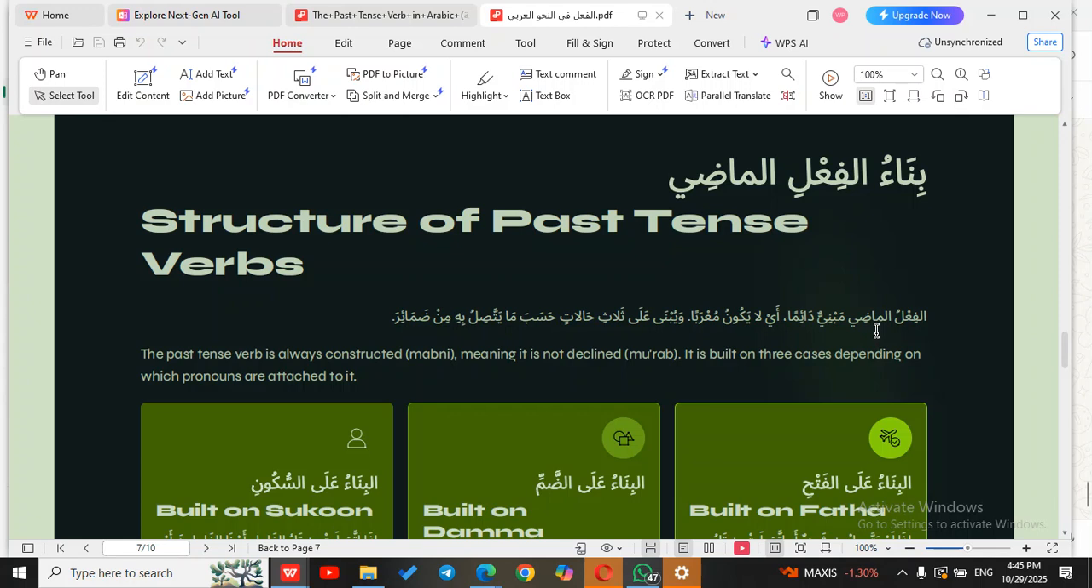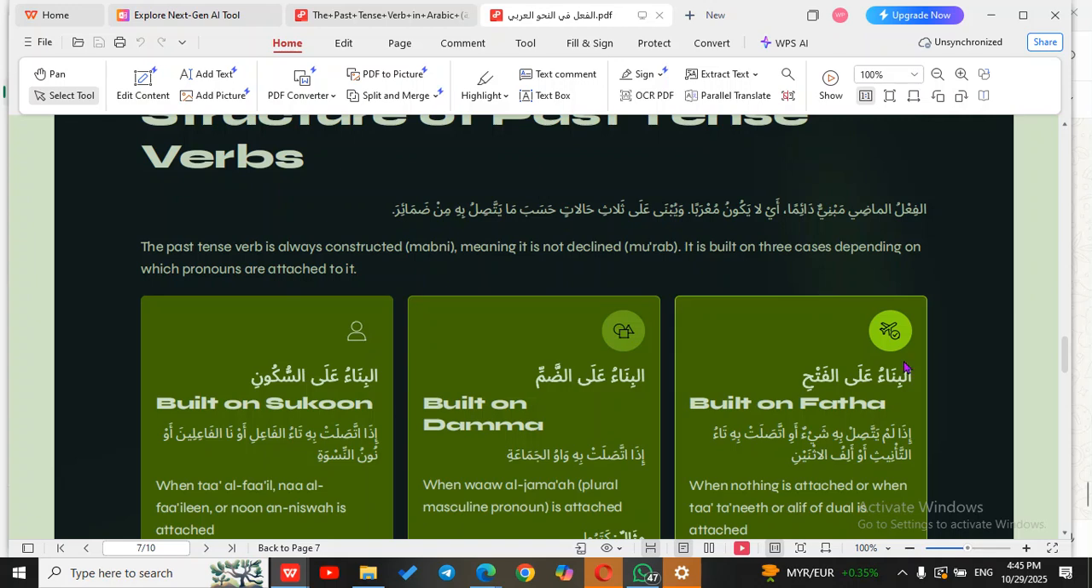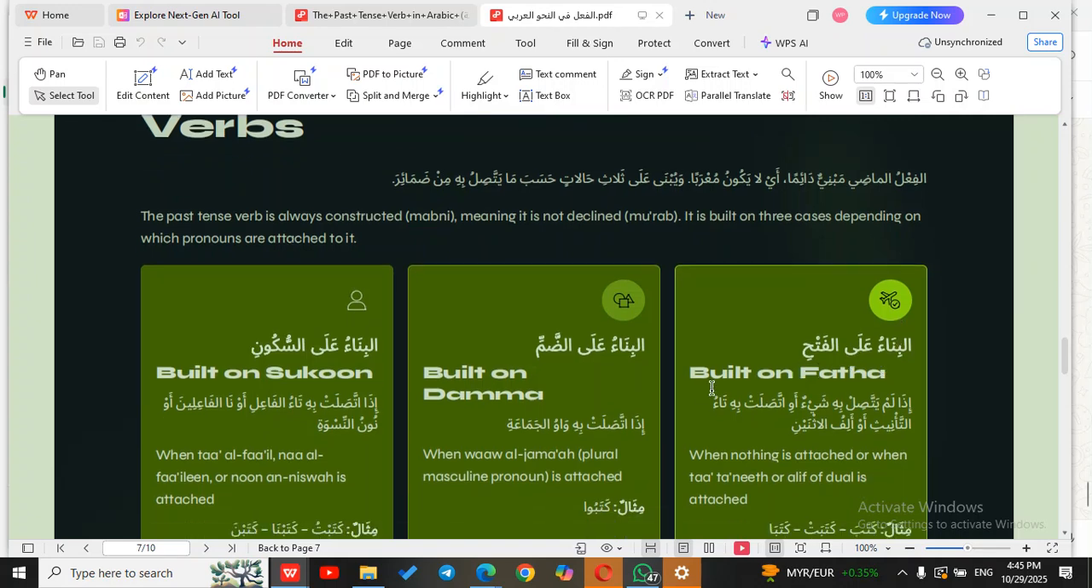The past tense verb is always constructed, mabni, which is built, meaning it is not declined. It is built on three cases depending on which pronouns are attached to it. We have some pronouns that are used to attach to the verb. Pronoun is called damir.